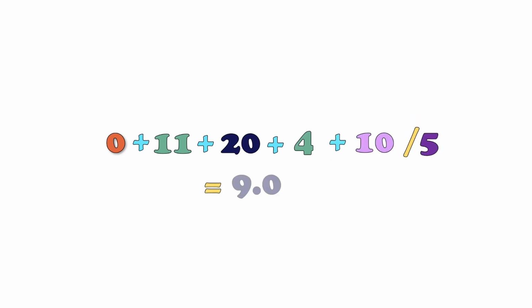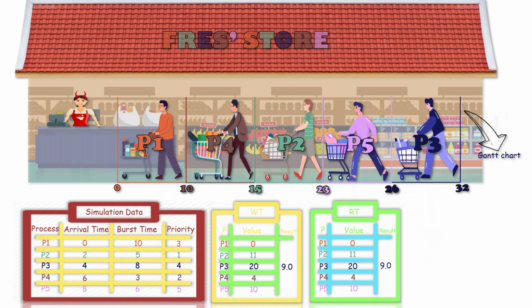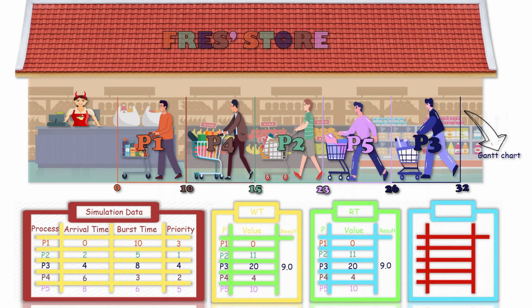Process 1 value is 0, plus process 2 value is 11, plus process 3 value is 20, plus process 4 value is 4, plus process 5 value is 10, divided by 5, and the result is 9.0. Put the result in the data, and suddenly receive another table that says turnaround time. There are process, value, and result.